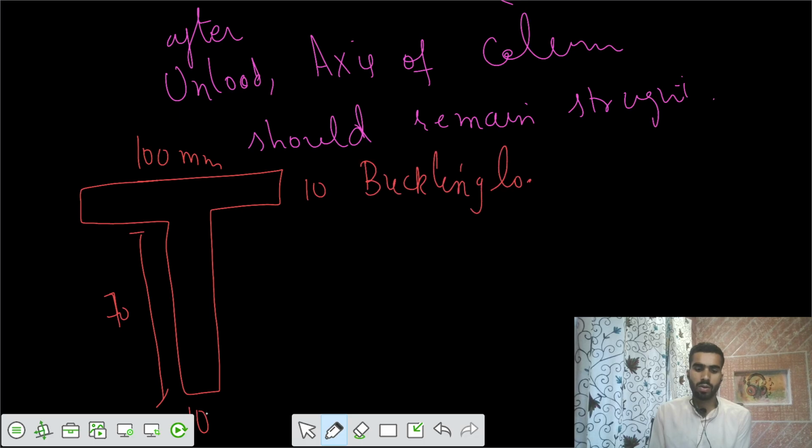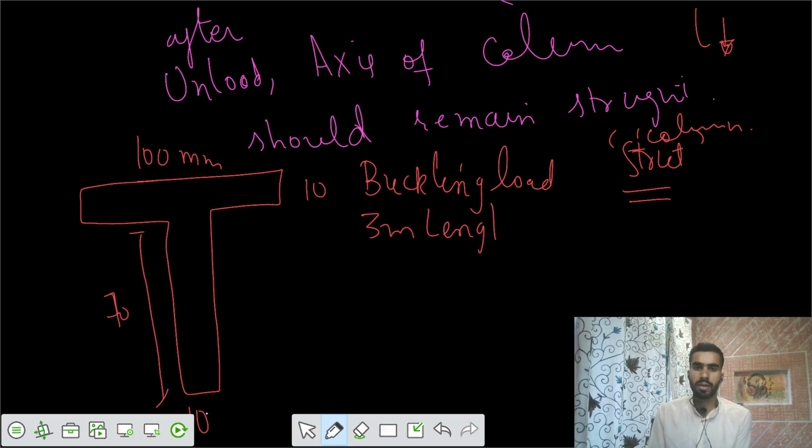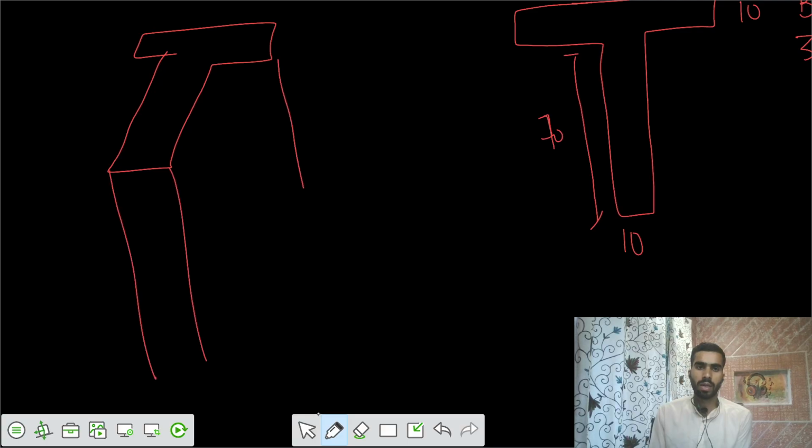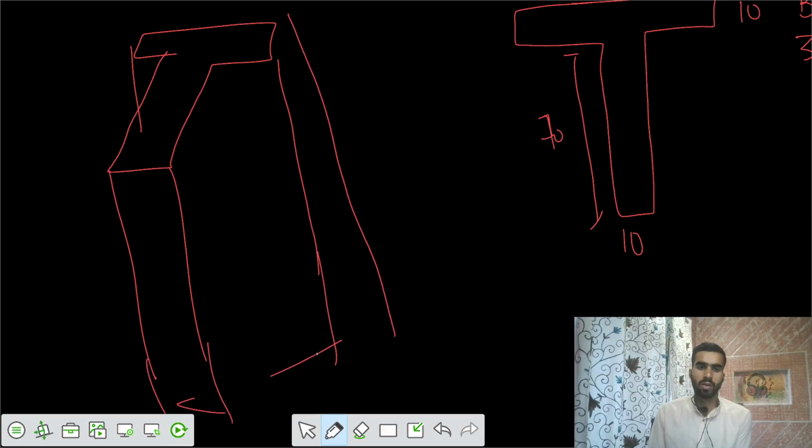Find the buckling load. For this, you have a strut. We call a column also a strut. If the length is less, we call the column a strut. So a strut is also a column. This is a column strut, 3 meter length. The length of the column is 3 meter, and this is the T section of the column, extending 3 meter downwards. So this is your 3 meter column.